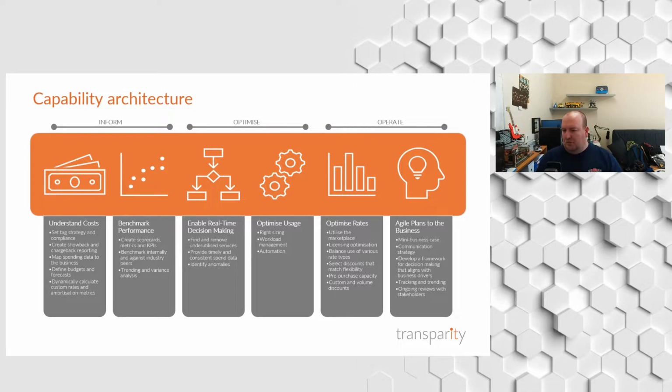And optimize is really around empowering your teams to both identify and measure efficiently those optimizations and then make goals based on those specific opportunities. So moving on to enabling real-time decision making. So this is having the data and the means there to be able to find and then remove any underutilized services. It's very easy in cloud environments to have resources within your environment that are not doing anything because they're orphaned resources.